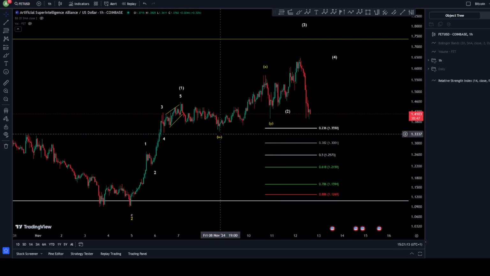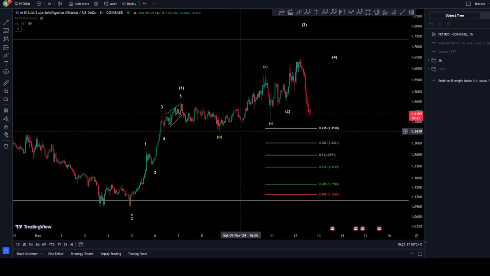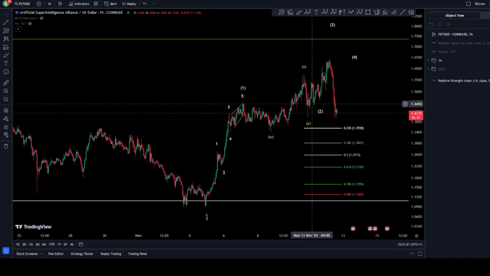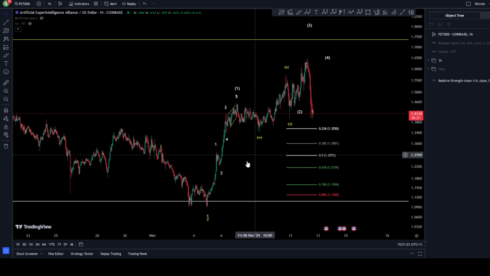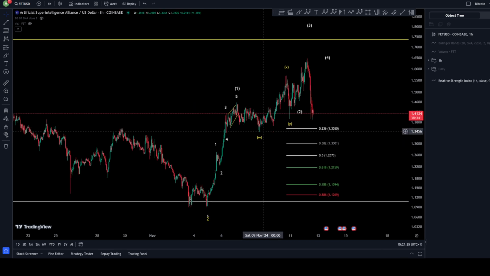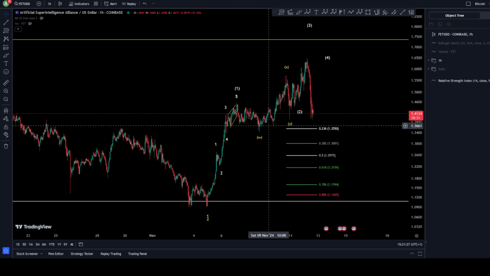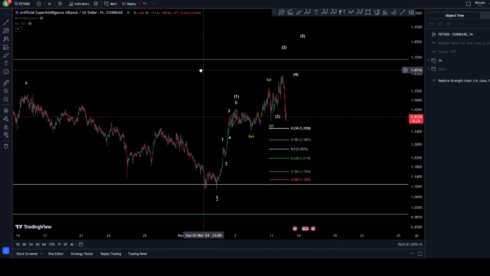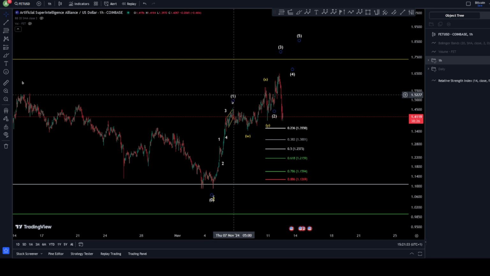So be careful from it, guys. I think that we are bearish on FET now after looking at this structure. And I think that we are in an A, B, and possibly a big WXY, as we mentioned, on the daily. So be careful from it.